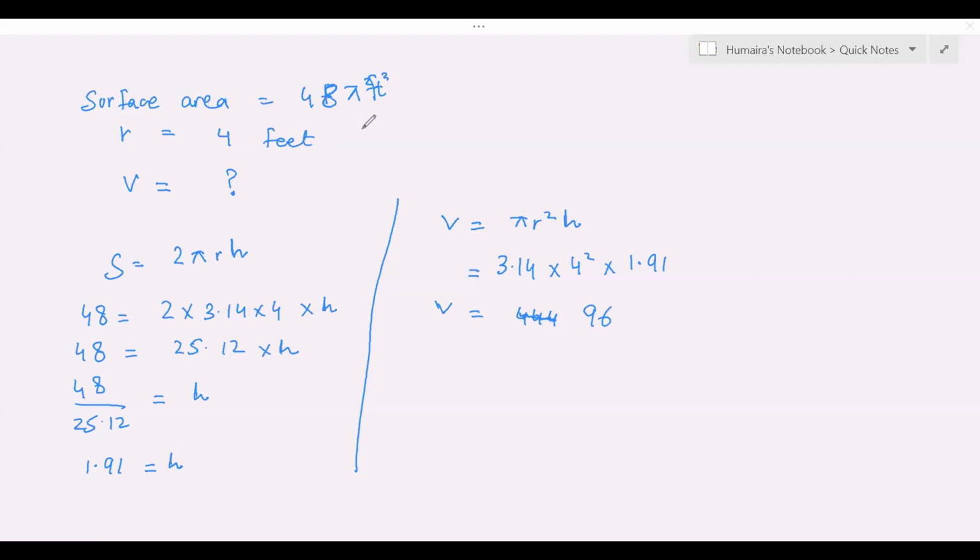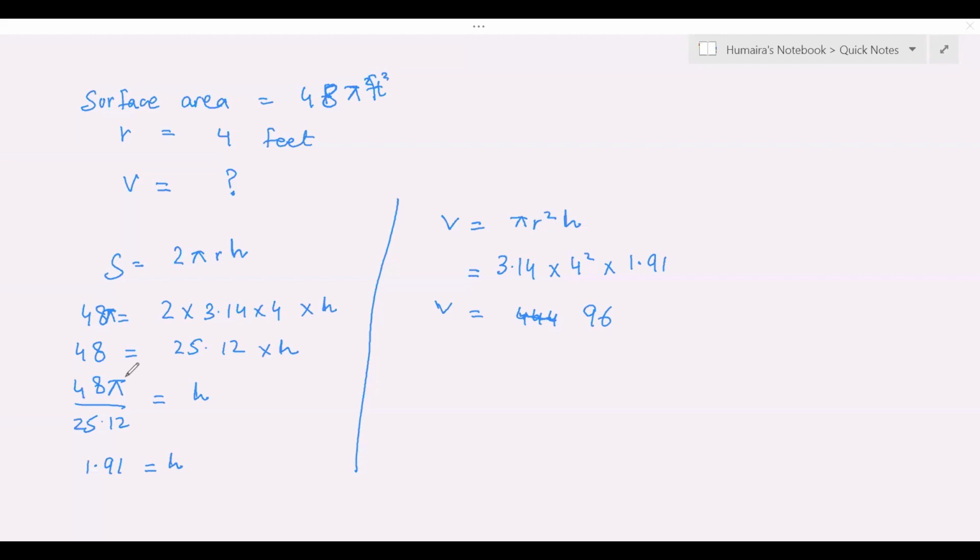This value is 48 pi. Oh, sorry, we just didn't realize here we have 48 pi already. So I have to do 48 times pi. It's 48 times 3.14 over 25.12. That is 6. So 6 is the height. Yes, 6 is the height. Okay, times 16 multiplying with 3.14.